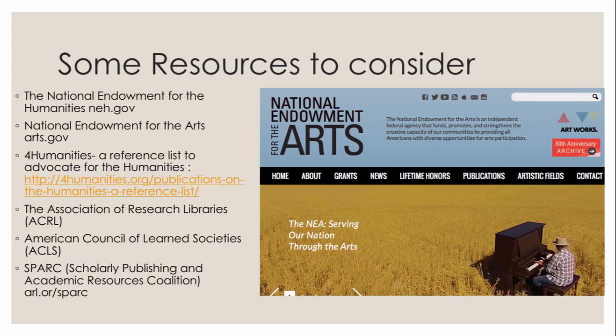There's the National Endowment for the Arts. This is an independent federal agency that funds, promotes, and strengthens the creative capacity of our communities by providing all Americans with diverse opportunities for arts participation. There's the ACLS, the American Council of Learned Societies, a nonprofit that works to advance the field of humanistic studies and the social sciences. There's the group For Humanities, which keeps an active reference list for advocates for the humanities. There's SPARC, the Scholarly Publishing and Academic Resources Coalition. This is an international alliance of academic and research libraries.